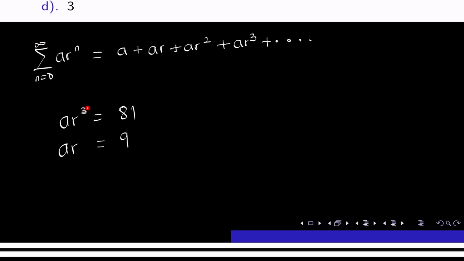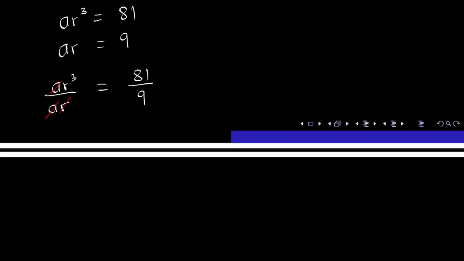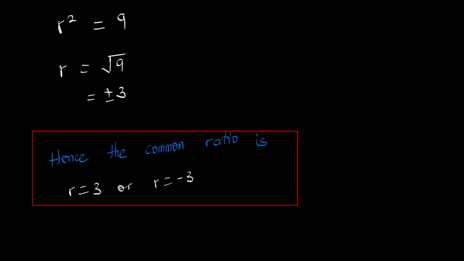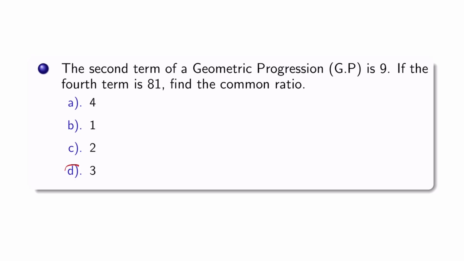And we are being asked to find the common ratio r. So here we are going to divide ar cubed by ar. And so we are going to have ar cubed divided by ar, which is equal to 81 divided by 9. a will cancel a and r will cancel one of these, so here we'll be left with r squared. Thus we have r squared is equal to 81 divided by 9, which is 9, and so we find the square root, so r is equal to the square root of 9, which is plus or minus 3. Hence the common ratio is 3 or minus 3. And so the correct option is option D.